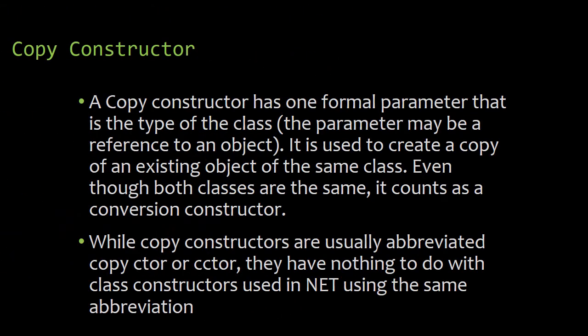Copy constructor. A copy constructor has one formal parameter, that is the type of the class. It is used to create a copy of an existing object of the same class. Even though both classes are the same, it counts as a conversion constructor. The copy constructor has nothing to do with the class constructor used in .NET, despite using the same abbreviation.